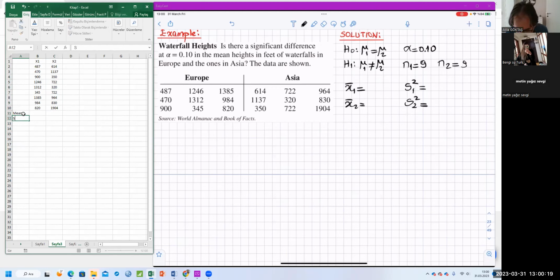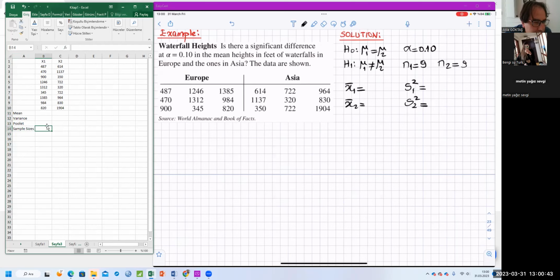I performed entering the data set this way, and I can type here the mean, the standard deviation, or the variance. I will write the variances, the pooled variance, and the sample sizes, 9 and 9. Right here, you can write the pooled variance.